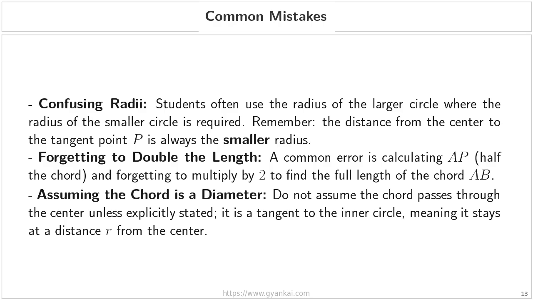Finally, do not assume that the chord is a diameter. Unless the problem explicitly states that the chord passes through the center, you cannot assume it does. Remember, because this chord is a tangent to the inner circle, it must maintain a specific distance from the center, which is equal to the smaller radius.